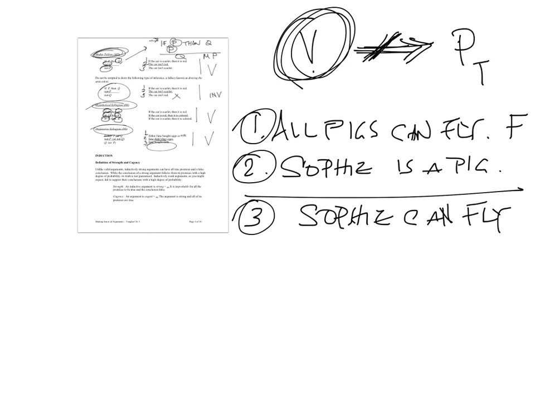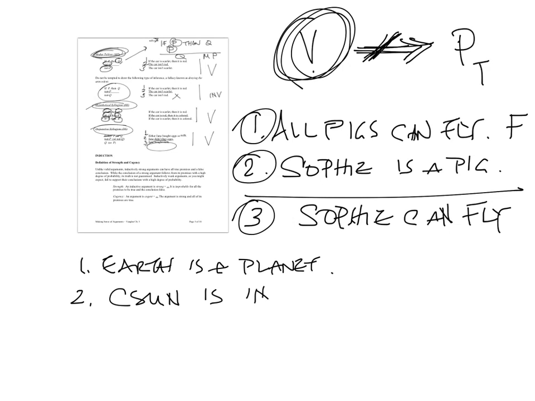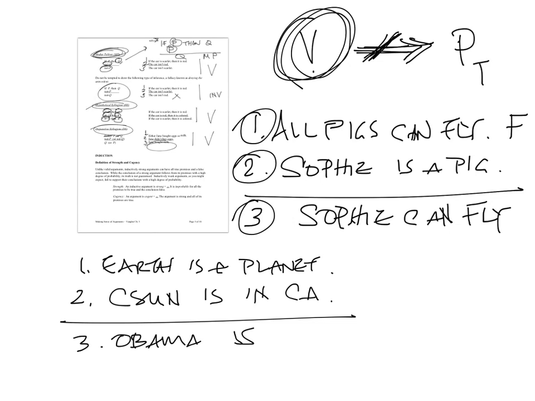Suppose you have an argument that goes like this. Earth is a planet. CSUN is in California, and Barack Obama is president. Now, if you look at this argument, every single thing in it is true. This is true, this is true, and this is true.